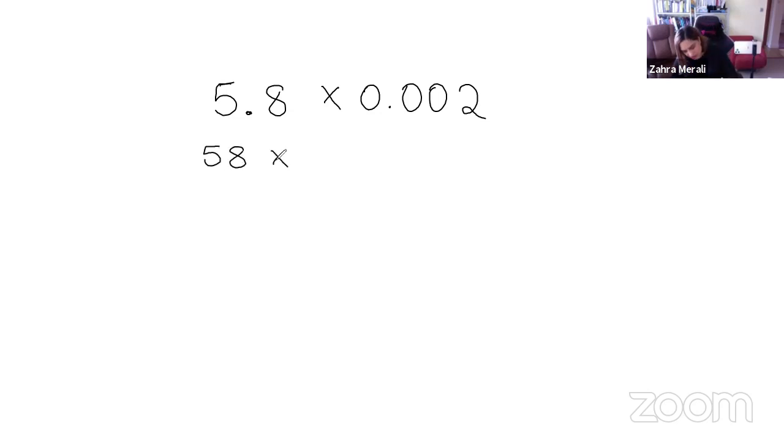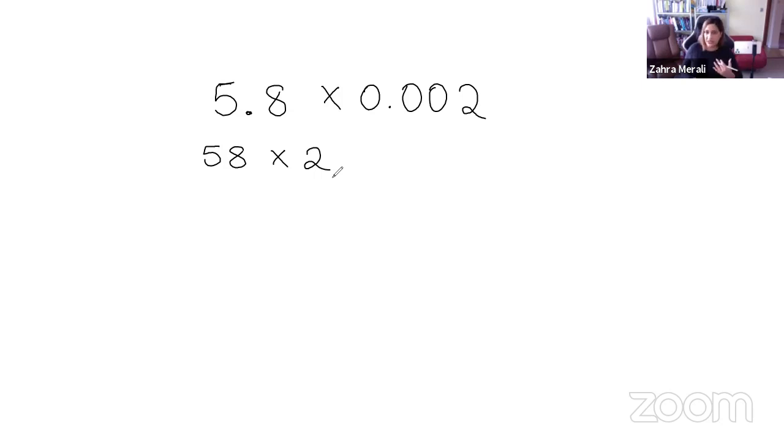So if I had, say, 5.8 times by 0.002. Okay, so what you're going to do is pretend like the decimal place doesn't exist. So we're going to just take the numbers themselves. So we're going to take 58 times 2. Now remember, we're assuming everything at the moment is non-calculator. When we times by 2, we're doubling.